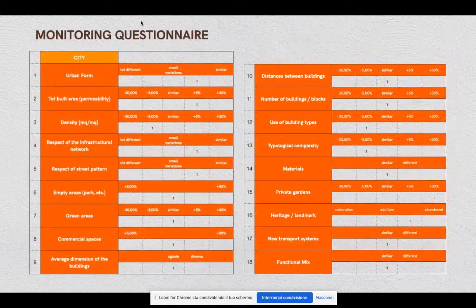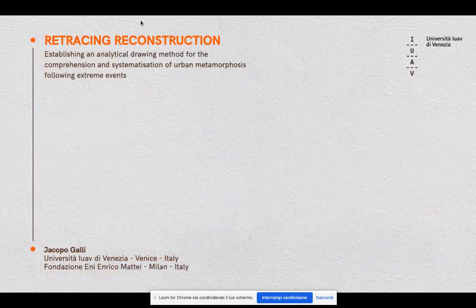The next step in the research is the definition of a monitoring questionnaire that will allow us to confront in numerical terms the different reconstruction processes. The results of the questionnaire will allow us to categorize reconstruction strategies and define their strengths and weaknesses. The development of this organized knowledge is a foundational element towards the definition of innovative intervention strategies, with the final goal of establishing that science and the art of reconstruction already invoked by Patrick Geddes more than 100 years ago at the end of World War I.